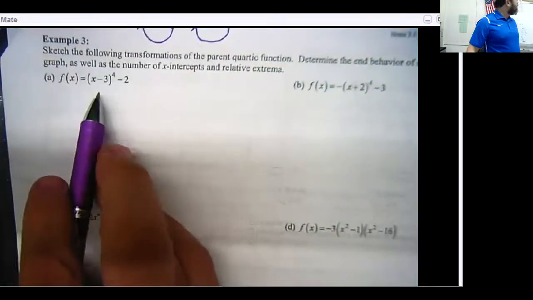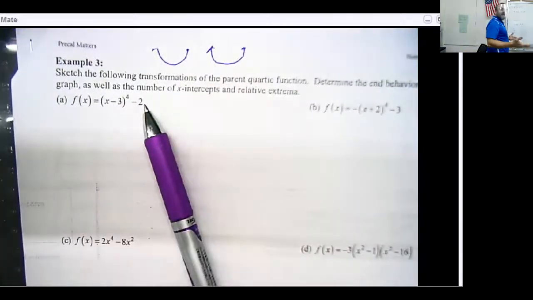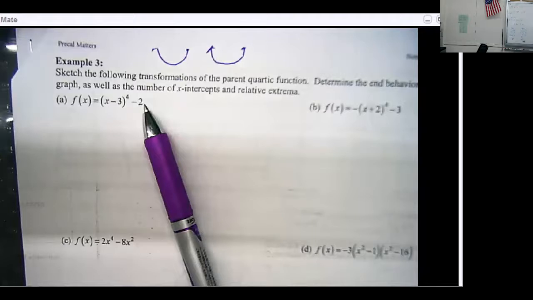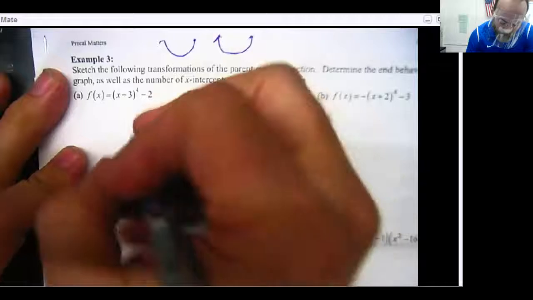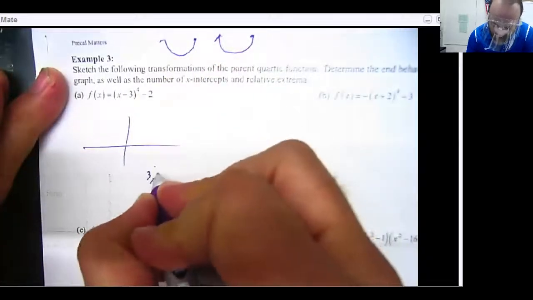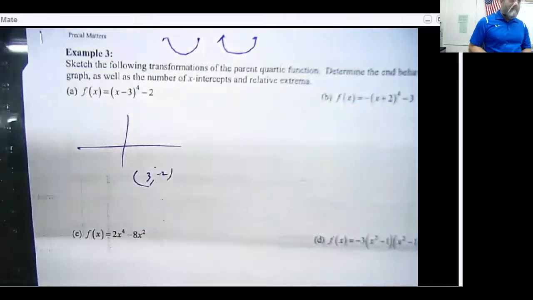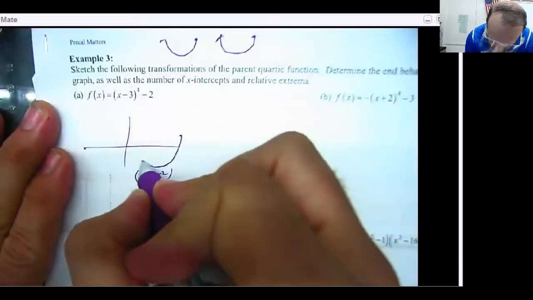But based on last chapter, what should have happened to that parent function? See that x minus 3? What is that going to do to that function? It's going to move it to the right 3 and down 2. Is it that same thing? It is. So again, my vertex, which is really not technically a vertex because that's a term we use for quadratics, is going to look something like this.